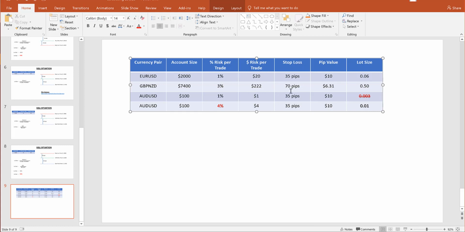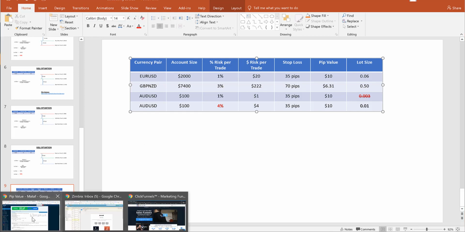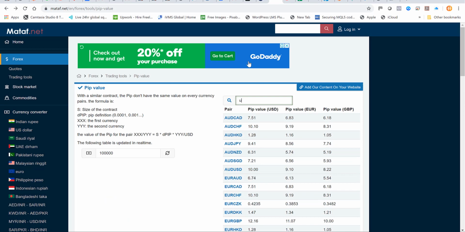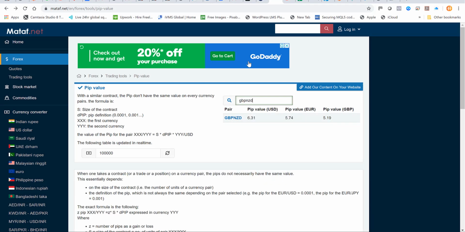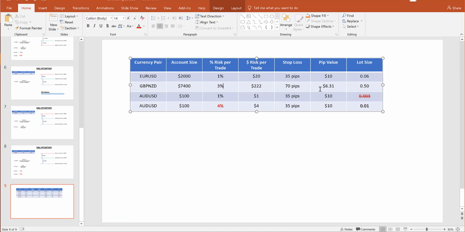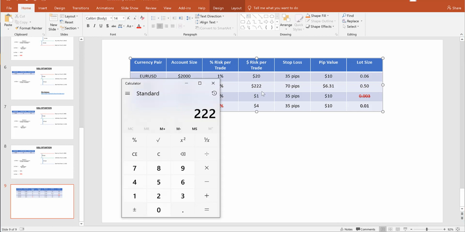And if we had a stop loss of 70 pips, you can see 70 pips, and in this case GBP NZD 6.31. Let's see whether that's true. GBP NZD, and the pip value is 6.31. So 6.31 and a stop loss of 70. So the lot size for that trade will then be what? It will be 222, which is the risk.